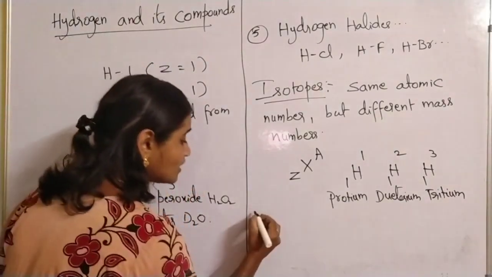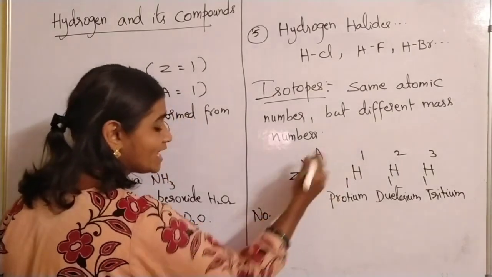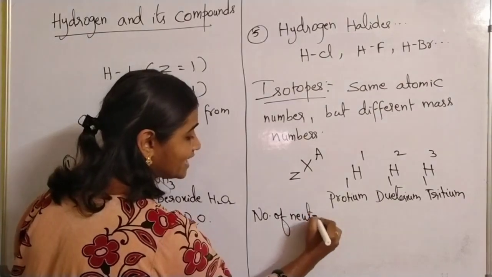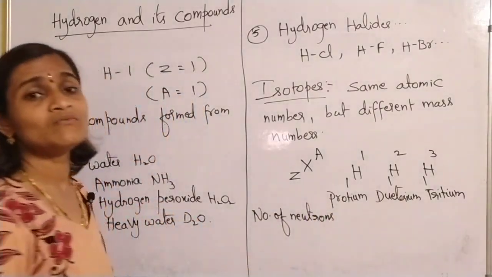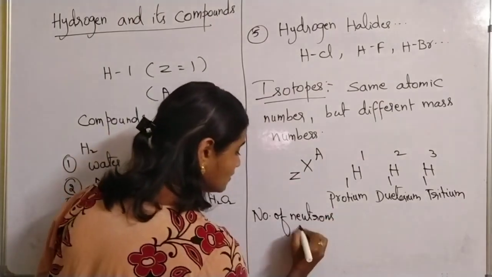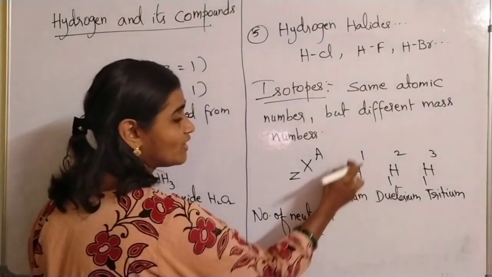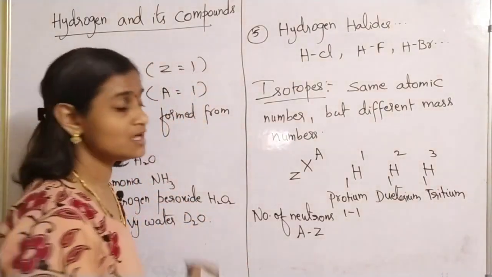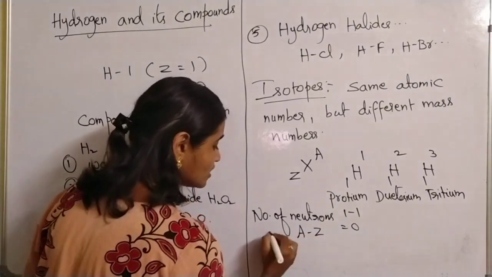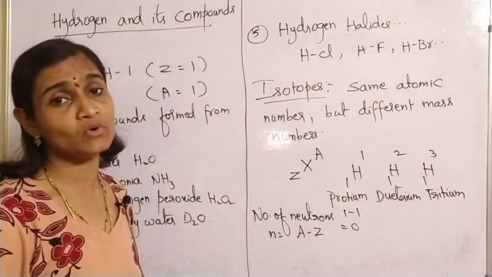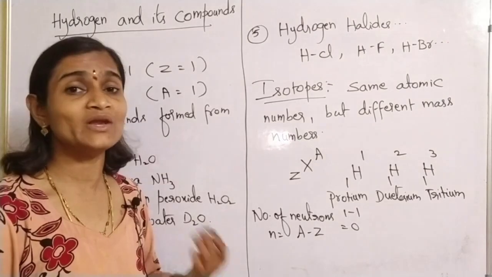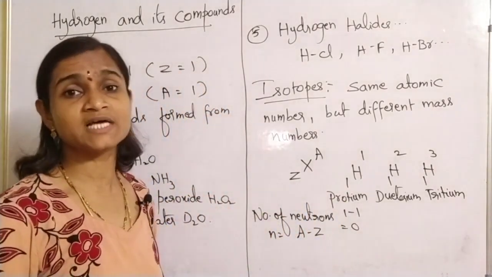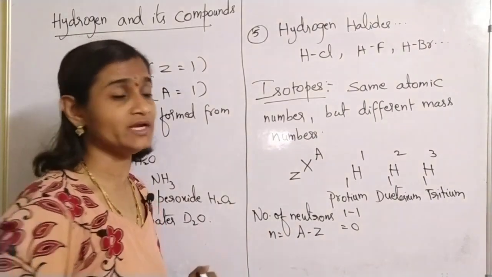So to calculate the number of neutrons, you have the formula A minus Z. For protium, what is the number of neutrons? A minus Z, here 1 minus 1, for protium, that means for normal hydrogen, 1 minus 1. That means there are no neutrons. Neutrons are not there in protium, or in hydrogen you will not find neutrons at all. This question has been asked so many times, so you have to focus on this point.